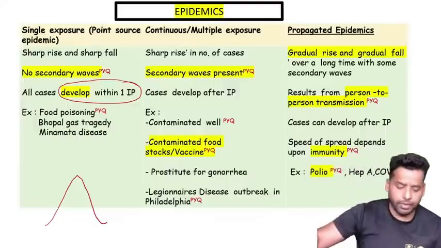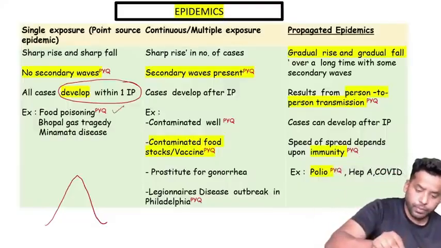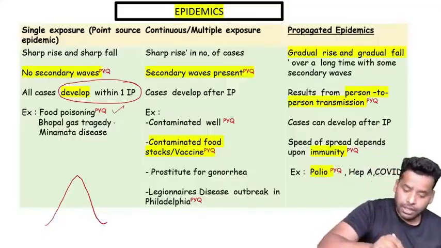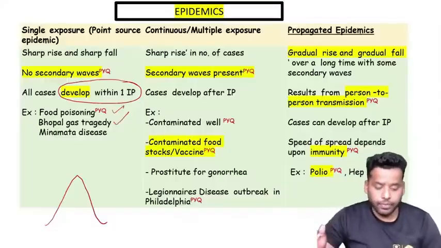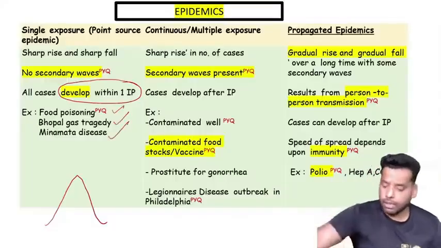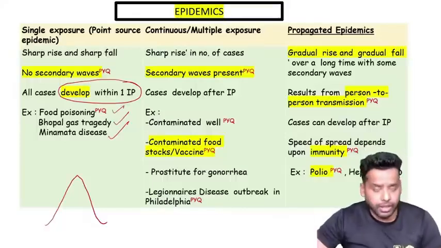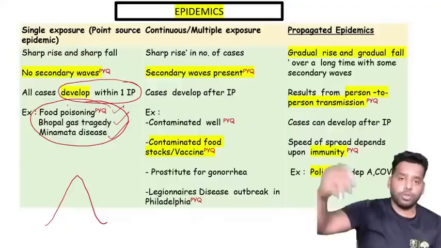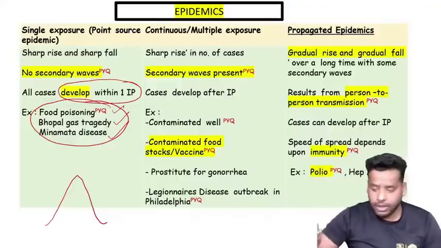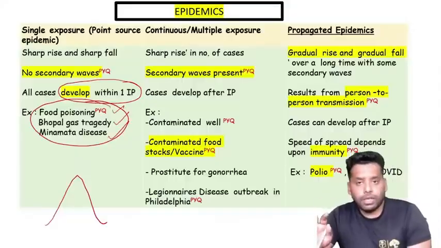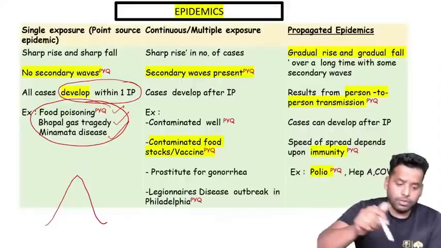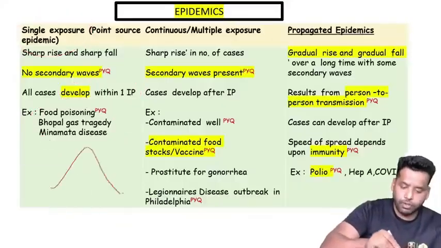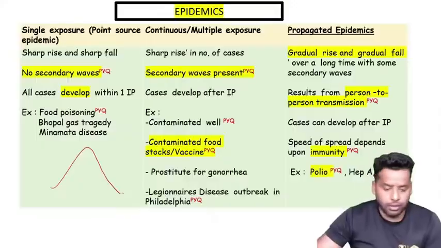Give some example. Very famous: food poisoning. You'll be knowing the table, staph and all those diseases. Bhopal gas, methyl isocyanate, Minamata, methyl mercury exposure, all these contaminants which happened at one point of time, if you are getting exposed to any leakage, all this will come under one exposure epidemic, means one wave will happen. Sharp rise, sharp fall.